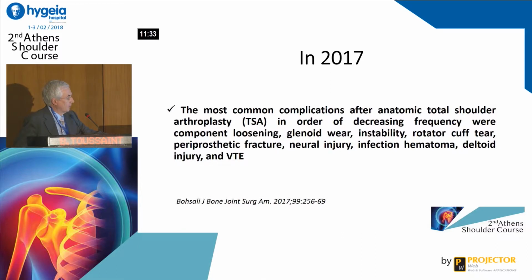In 2017, the most common complications after anatomic total shoulder arthroplasty, in order of decreasing frequency, were component loosening, glenoid wear, instability, rotator cuff tear, prosthetic fracture, neural injury, infection, hematoma, deltoid injury, and venous thrombosis and embolism.